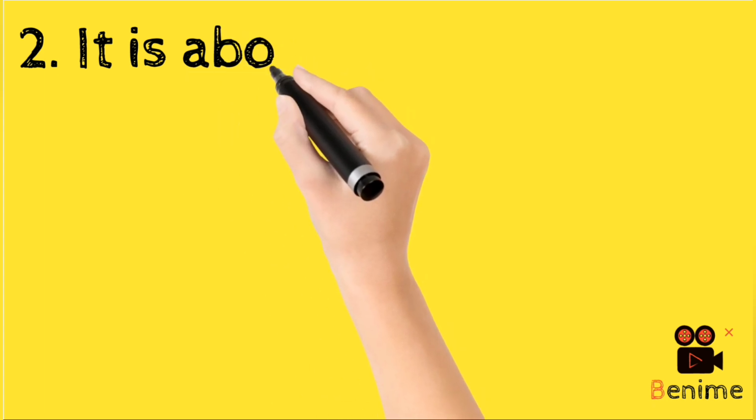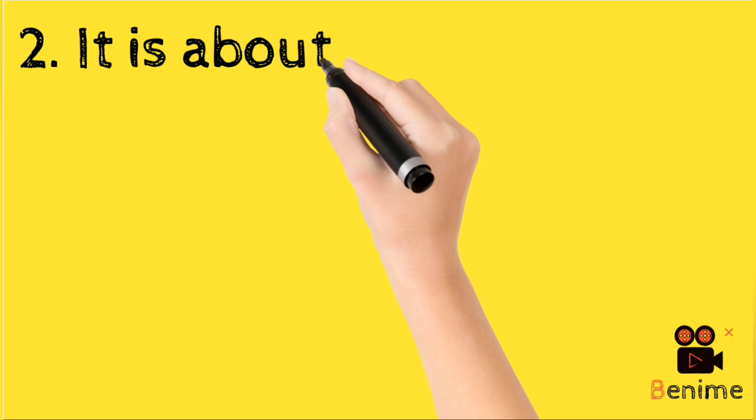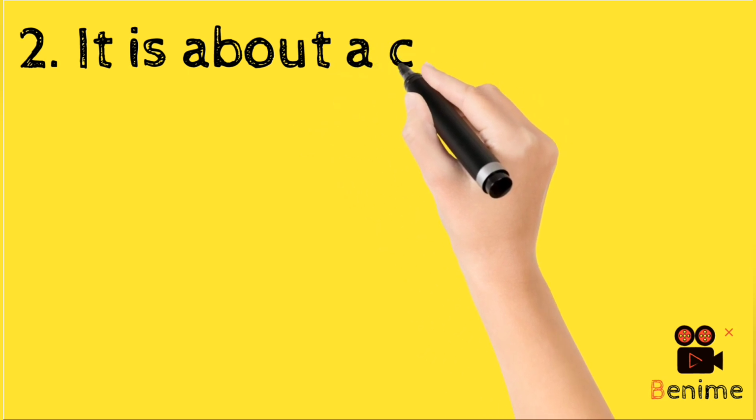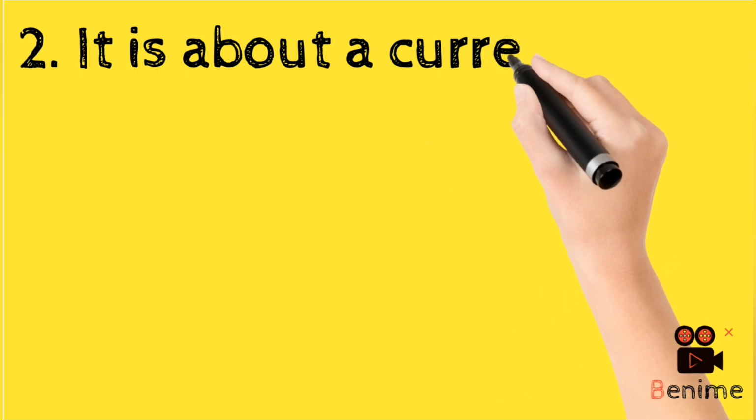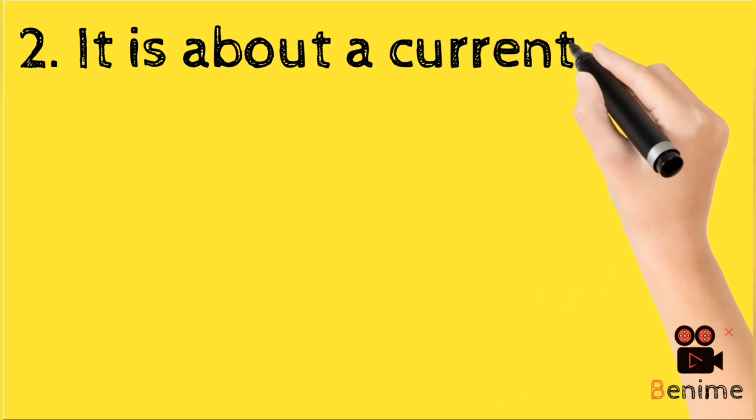Two. It is about a current problem, not an old one. A good topic looks for solutions to a modern and urgent problem. However, you can do a search on an old problem if the problem still does not have an effective solution.